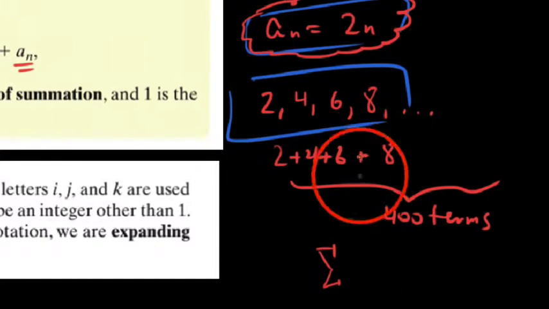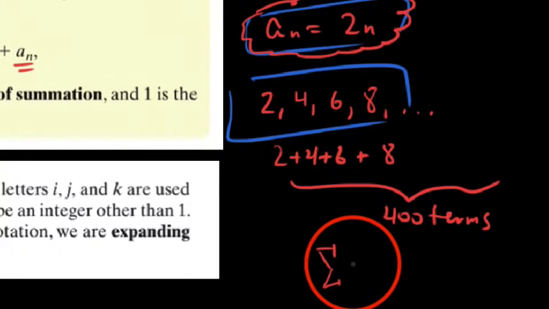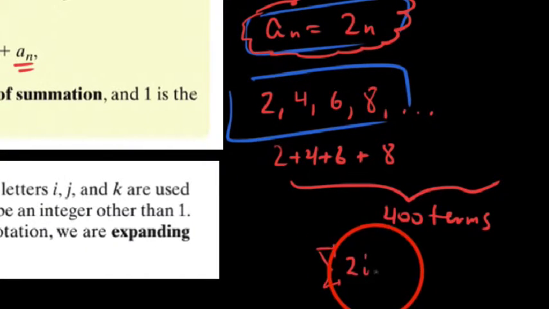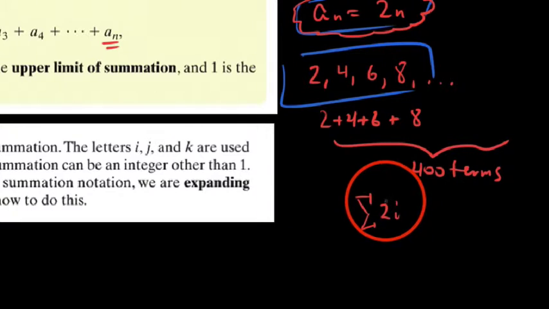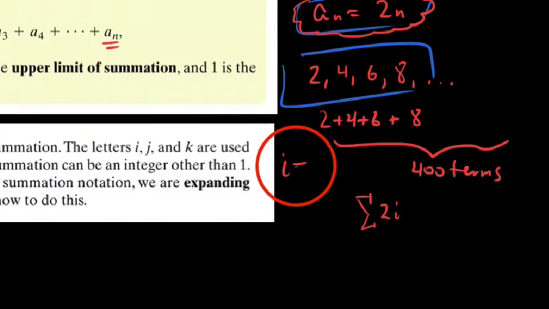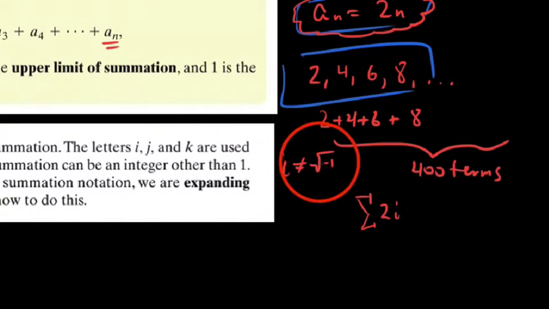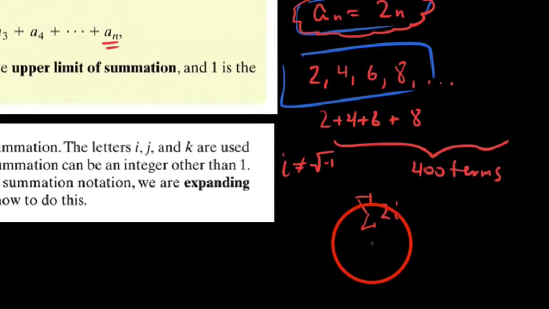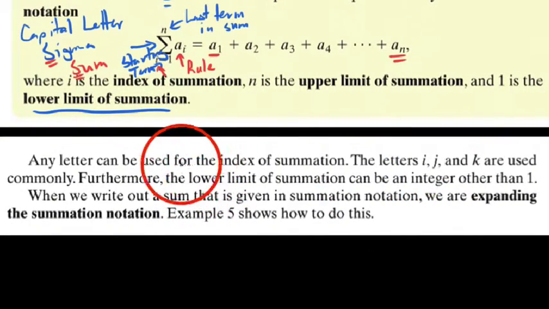And so another way to write this sum of, say, 400 terms might be conveniently to just say, well, I've got the rule, and the rule is 2 times n. Now I'm going to switch this over to i for the purposes of this video. And I do not mean i is equal to the square root of -1. I mean i is just some letter. You'll notice that this note says any letter can be used for the index of summation, which is what we call that i. We could use i, j, and k, and this says that those are used commonly.